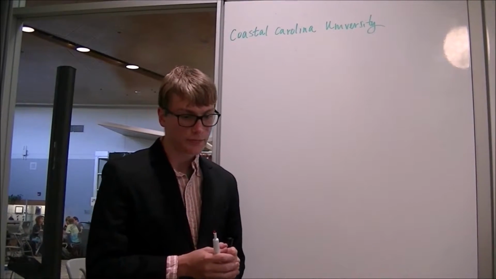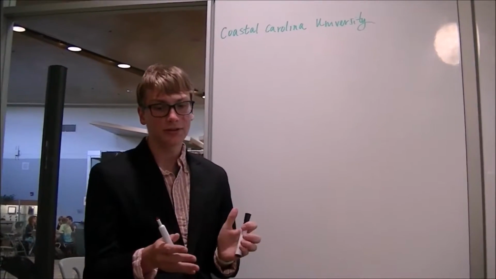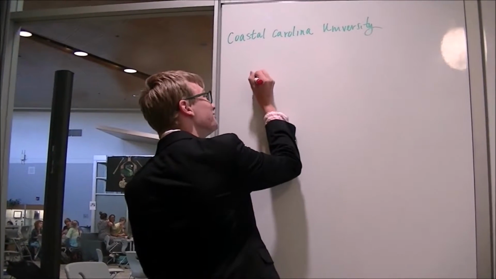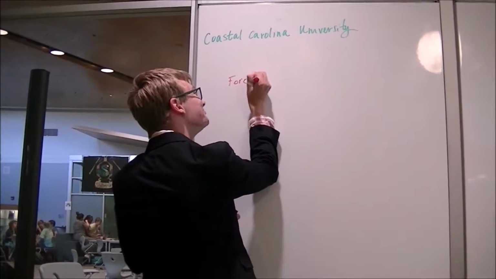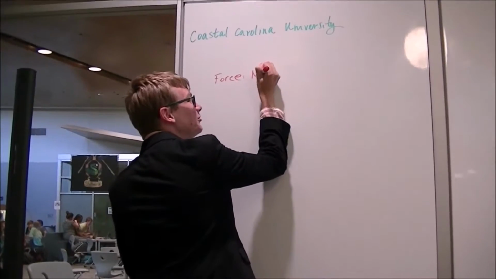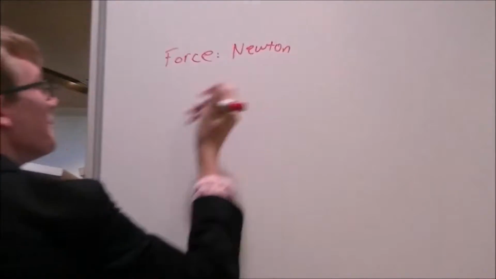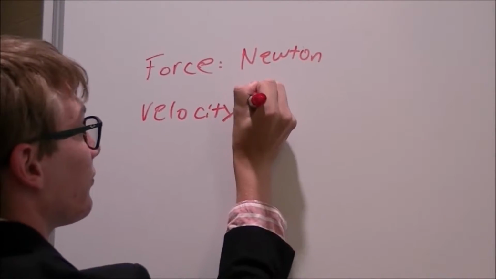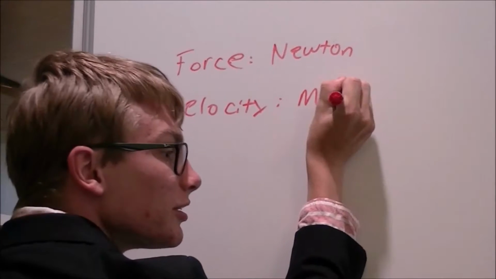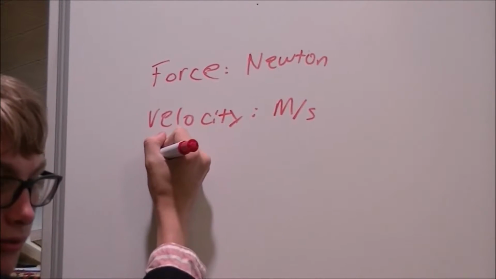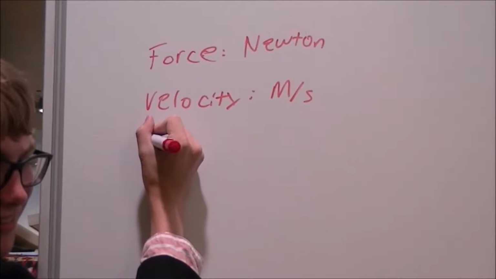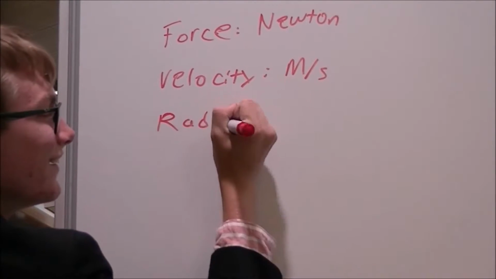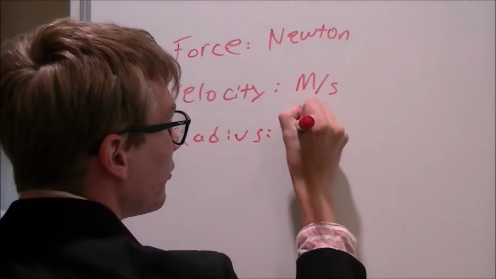So anyways, to begin, the variables that were collected were force, which is in newtons, velocity in meters per second, and radius, which is in meters.